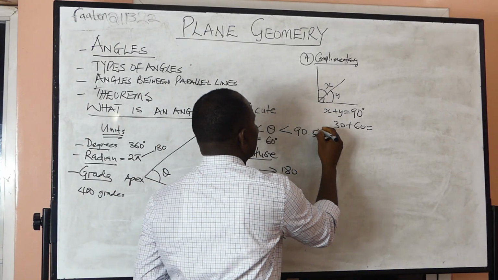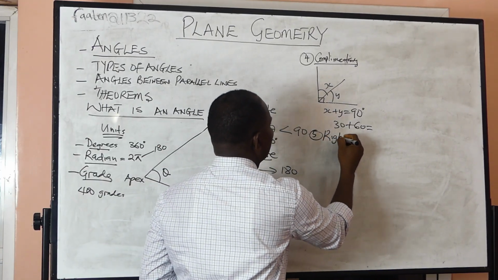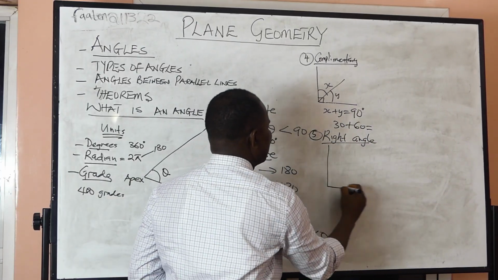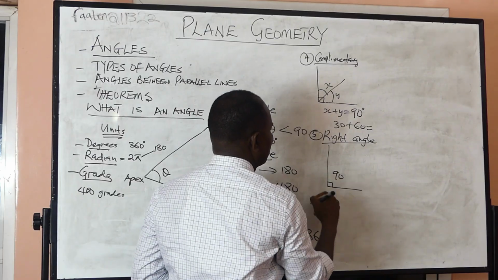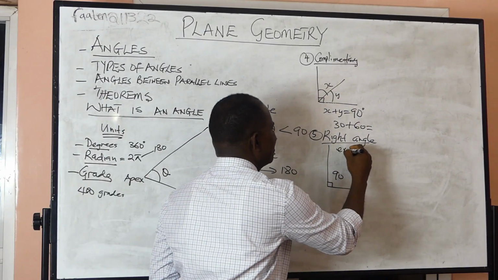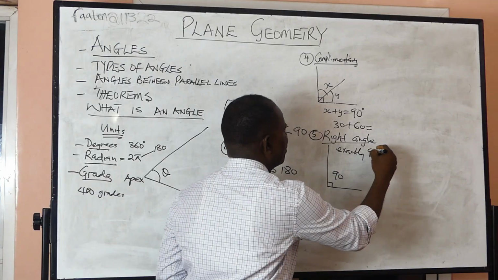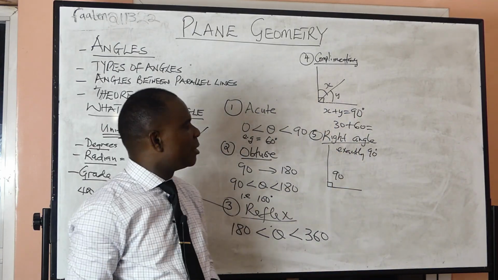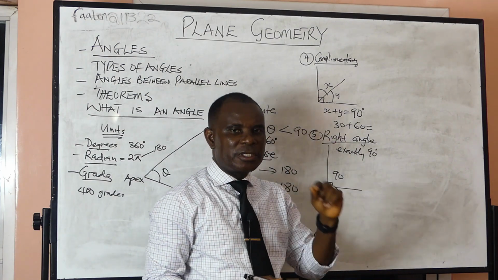We also have a right angle. This is a right angle. A right angle is exactly 90 degrees. This one is a right angle. This one is exactly 90 degrees. So angles that are exactly 90 degrees are called right angles. Right angles are always 90 degrees.